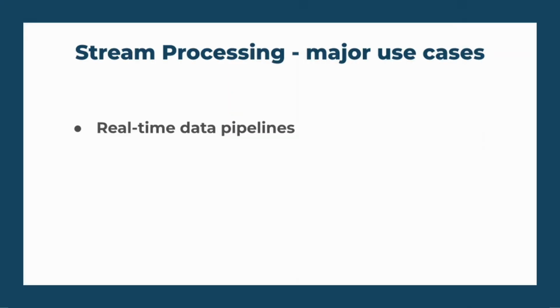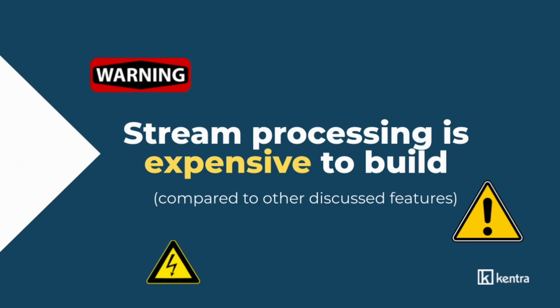Stateful stream processing is a great fit for a diverse list of use cases, examples of which are real-time data pipelines, event-driven applications, or fraud detection. Now, a quick word of caution. While stateful stream processing is incredibly powerful, it's also more complex and resource-intensive to build and maintain. For many use cases, handling stream processing in your client applications might be the better choice. You should carefully consider the complexity and cost before adding this capability to your platform.